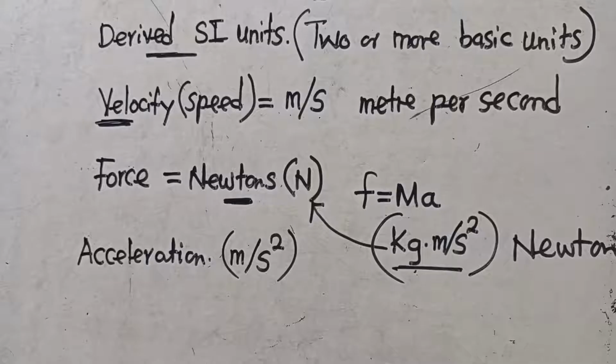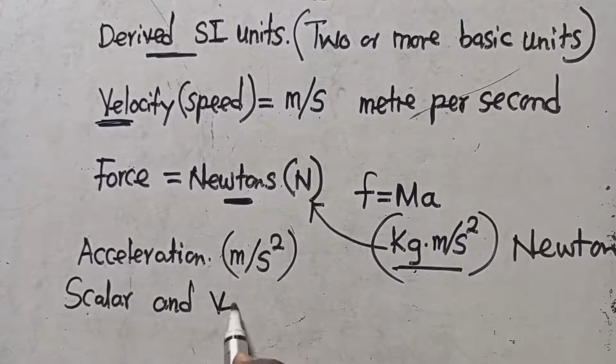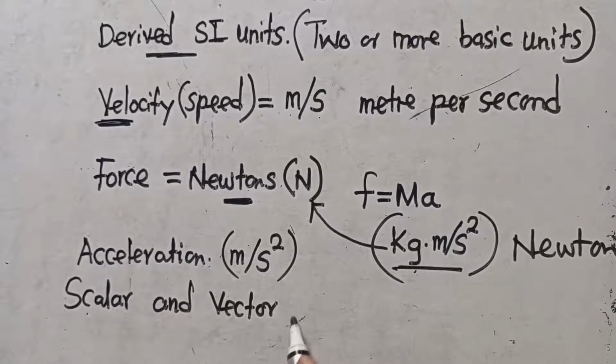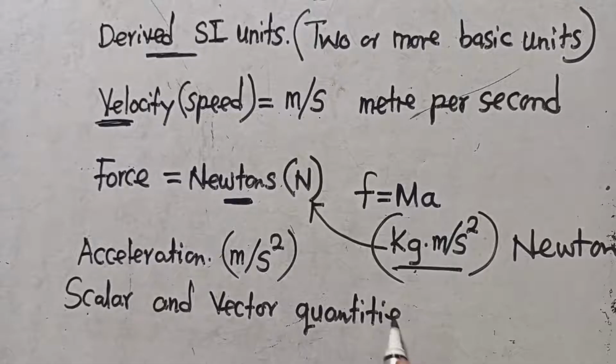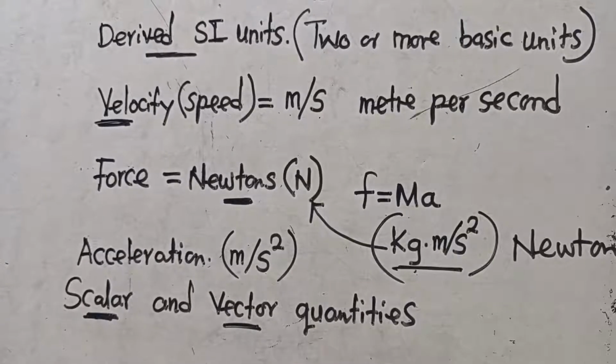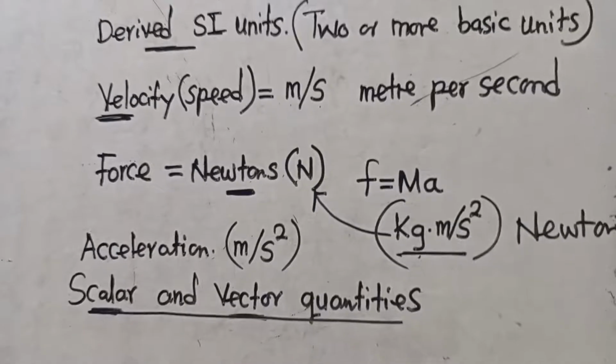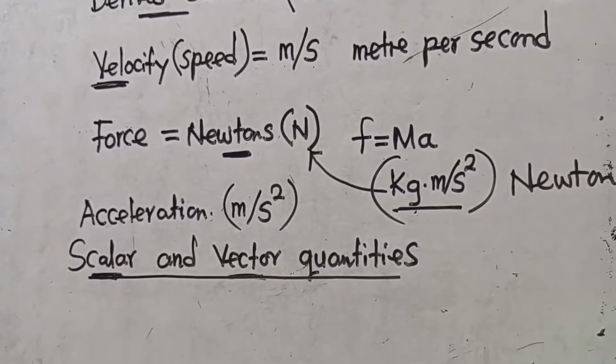Even as we move forward, I want us to look at what we call scalar and vector quantities. You need to understand scalar and vector quantities. I want you to understand these two. So, a scalar and a vector quantity. What are these two? This is another subtopic that we need to understand. This is something important that you need to get.